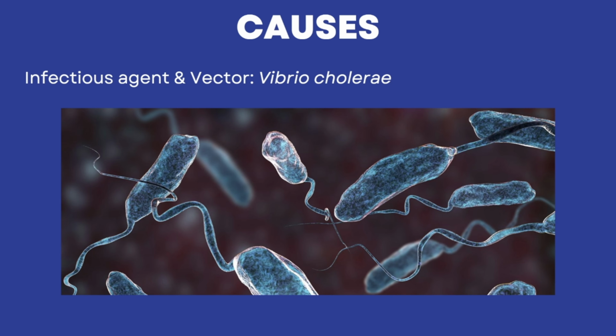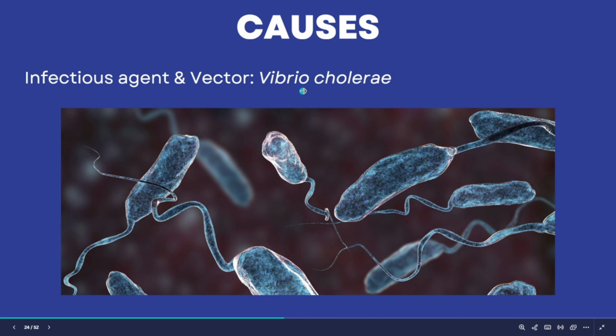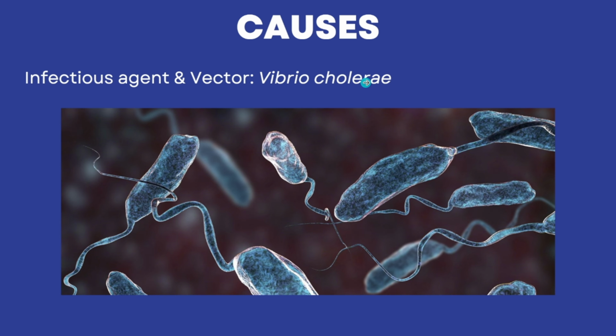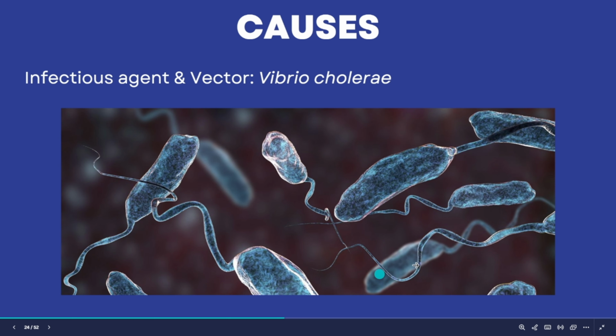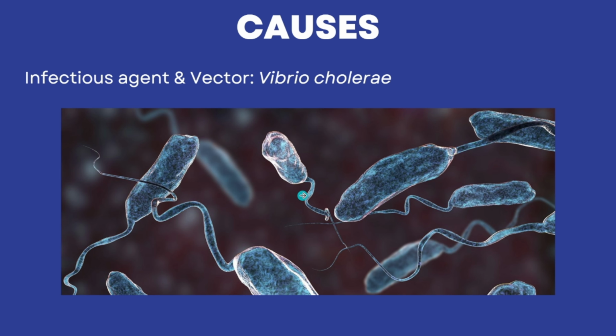So the cause of this disease, the infectious agent, is the bacteria we call Vibrio cholerae, like this. This is the structure. You also need to remember the structure because in the exam they may just show this kind of diagram, and then you need to know what disease it is. The major characteristic of this bacteria is that it has a flagellum. You can see the flagellum there. So the scientific name is Vibrio cholerae.